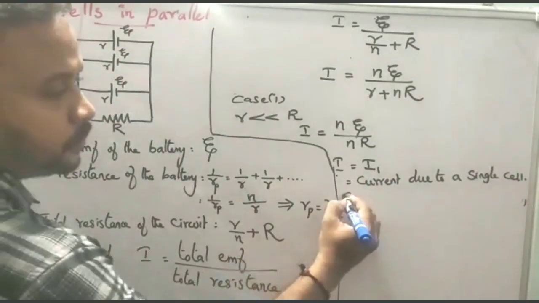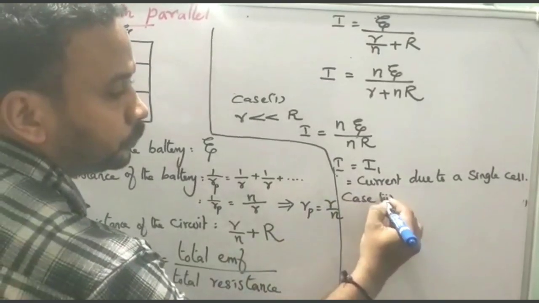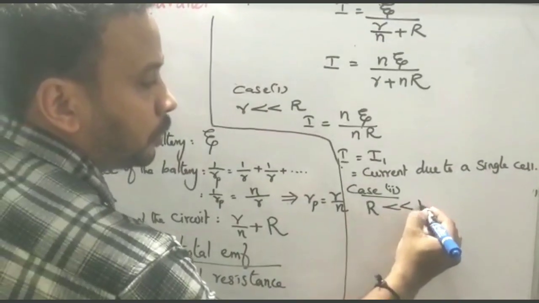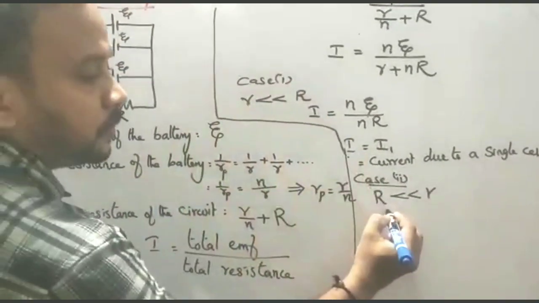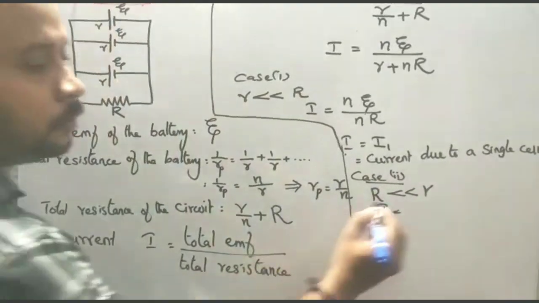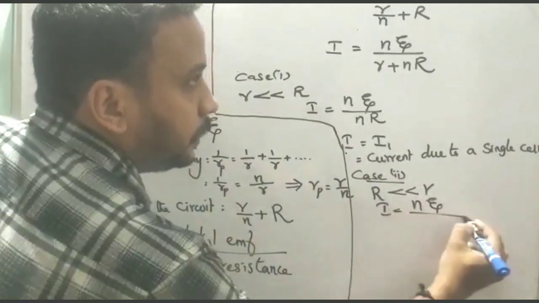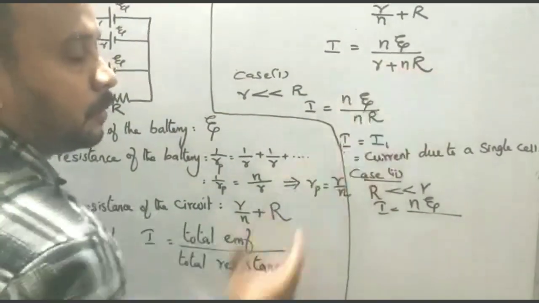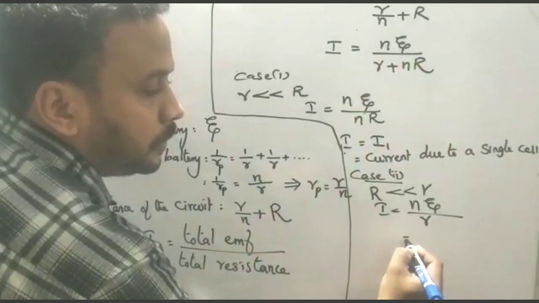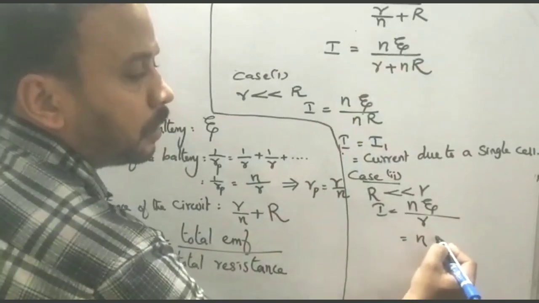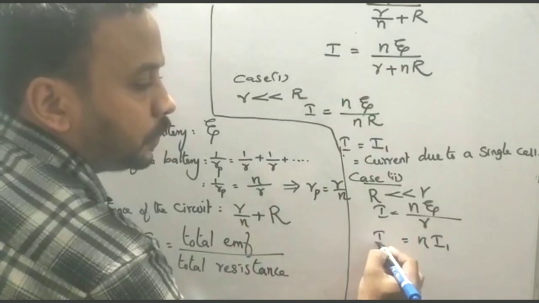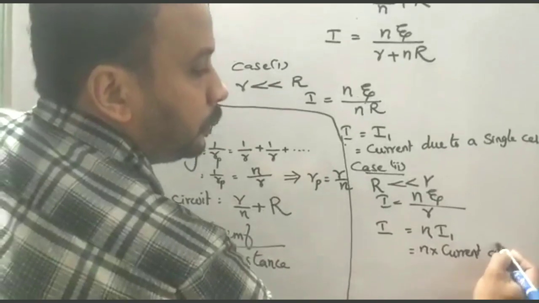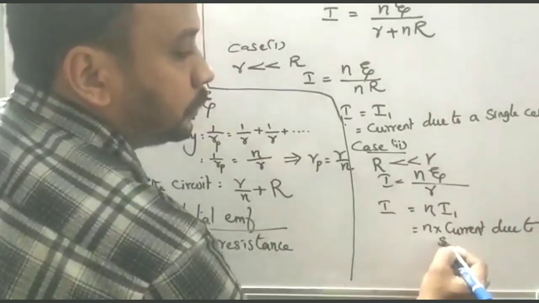அதே நேரத்தில் case 2, capital R is very much less than small r. அப்ப என்ன ஆயிரும், I is equal to n psi by r, capital R very much smaller, so nR விட்டுறலாம், அப்ப மீதி small r, that is n into psi by r, I1 எடுக்கிறோம். so என்ன சொல்லிடலாம் n into current due to single cell.